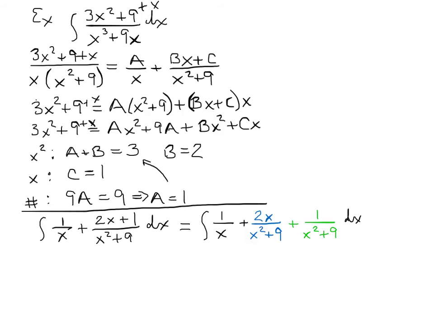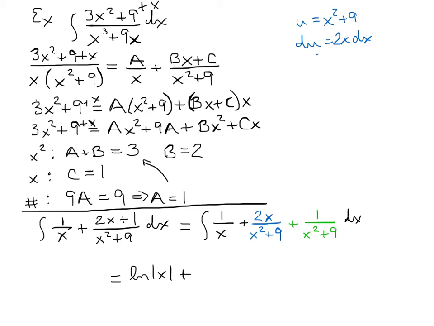Okay, so now 1 over x. Well, that's not so bad. That's just natural log of absolute value of x. Now, this next one has this 2x in the denominator. So I'm going to come up here on this upper part of the paper and look at this guy. In order to do this one, if I set u equal to x squared plus 9, then du would be equal to 2x.